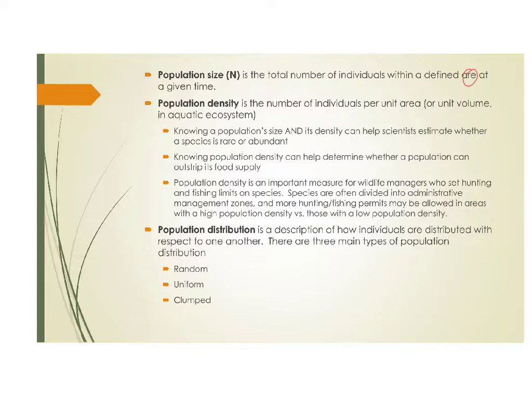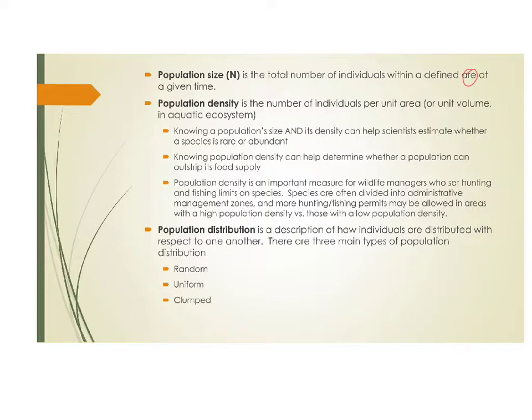Species are often divided into administrative management zones. So these would be artificial boundaries. And more hunting and fishing permits may be allowed in areas that have high population density versus those with low population density. So despite what the actual total population size is, some areas of an administrative boundary might have a larger proportion or a larger density of individuals, and you might issue more hunting or fishing permits for those areas and less in the areas where the species is less abundant.